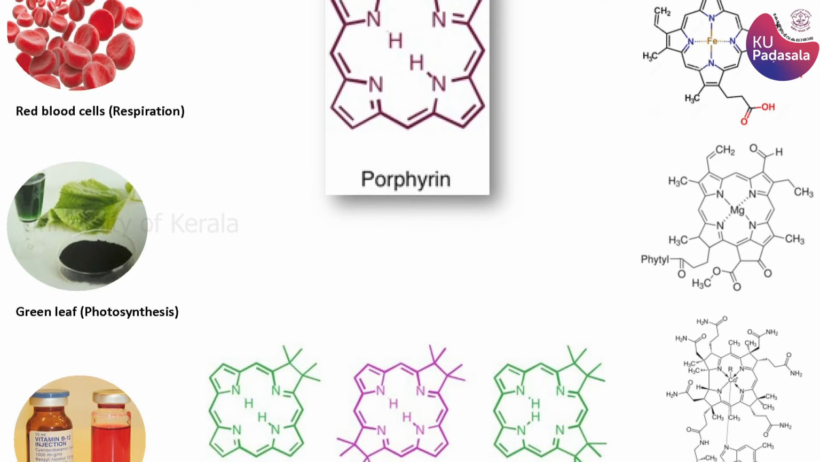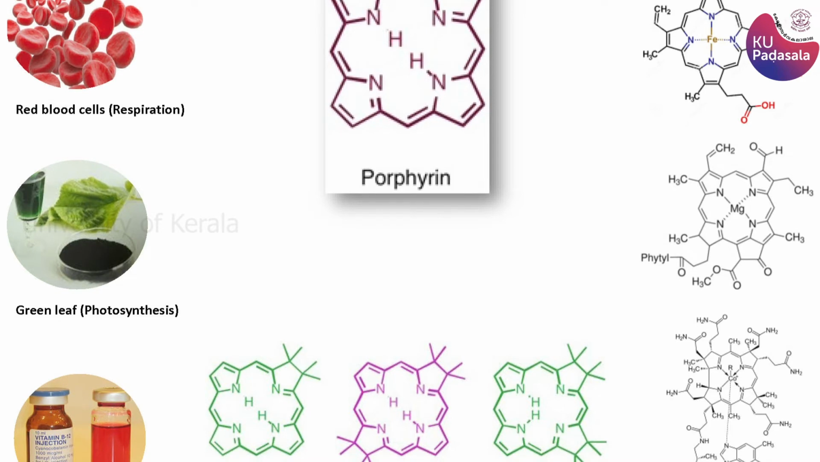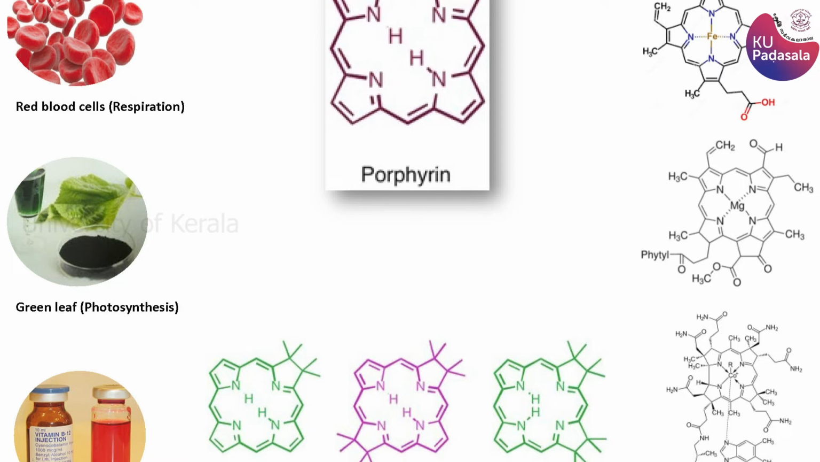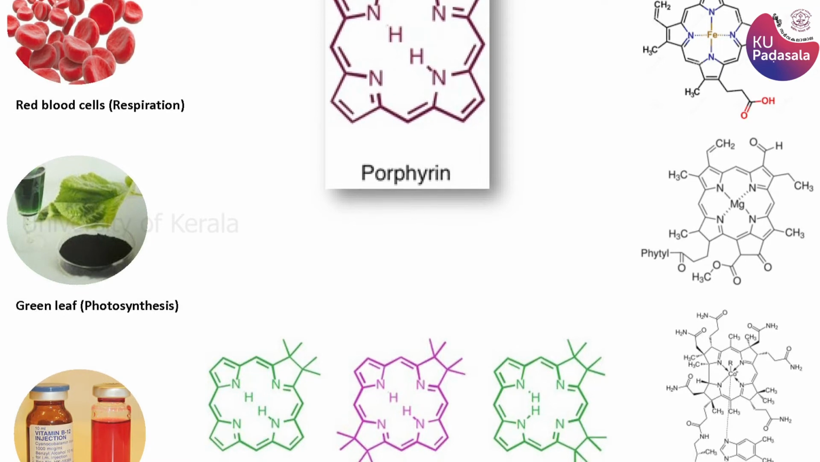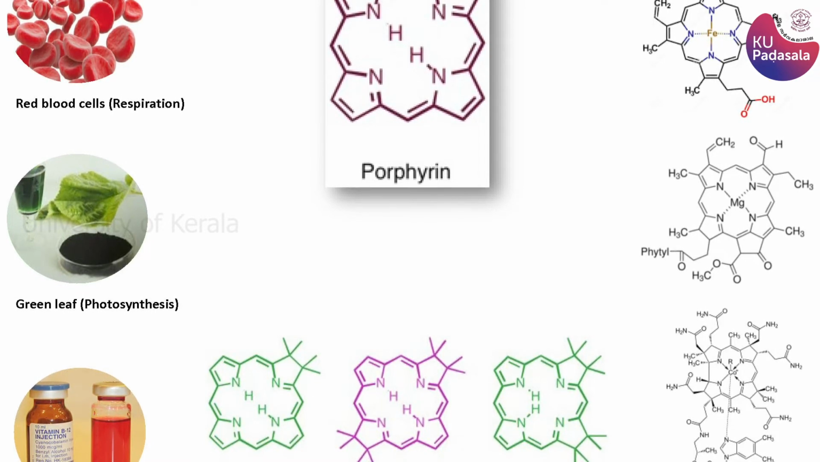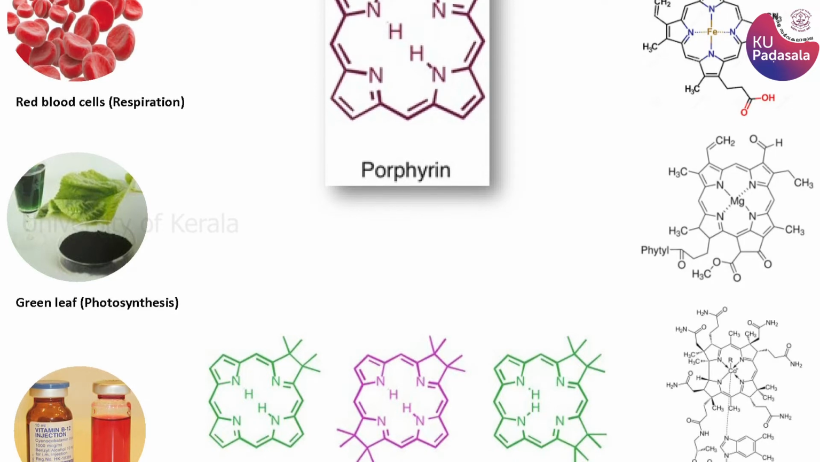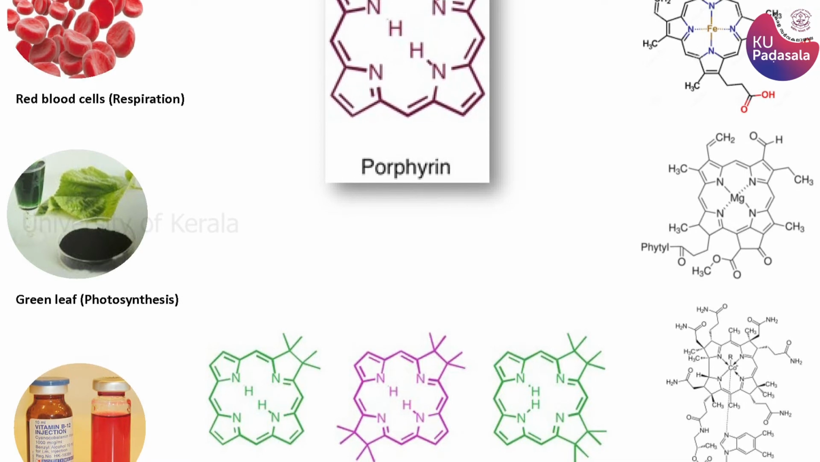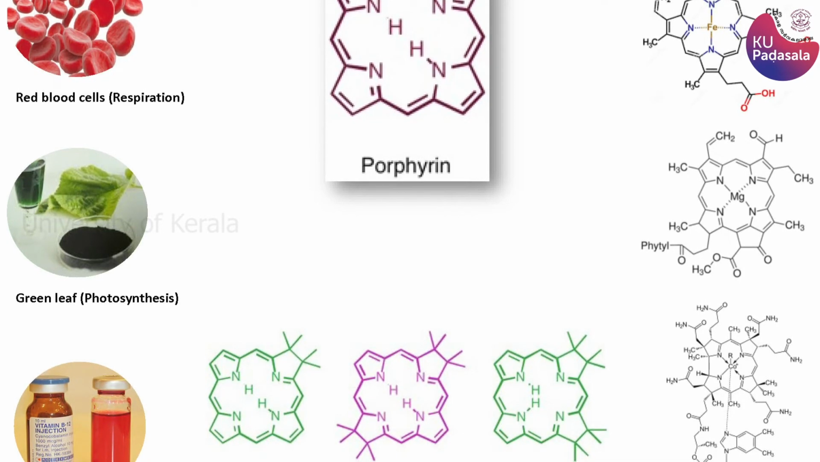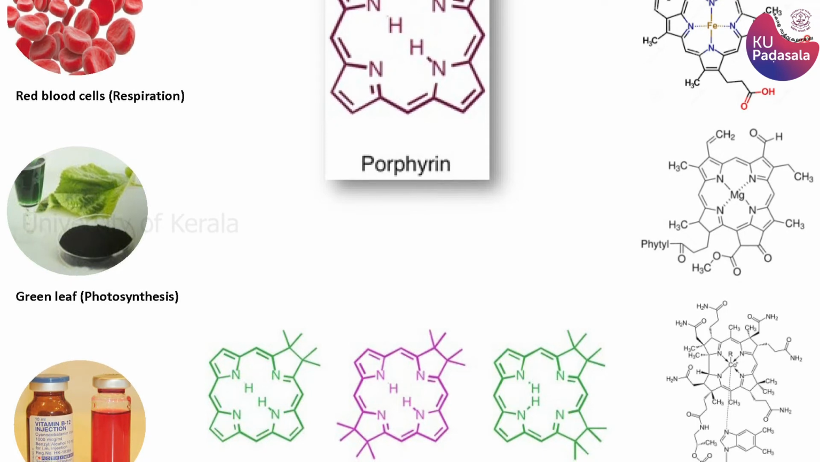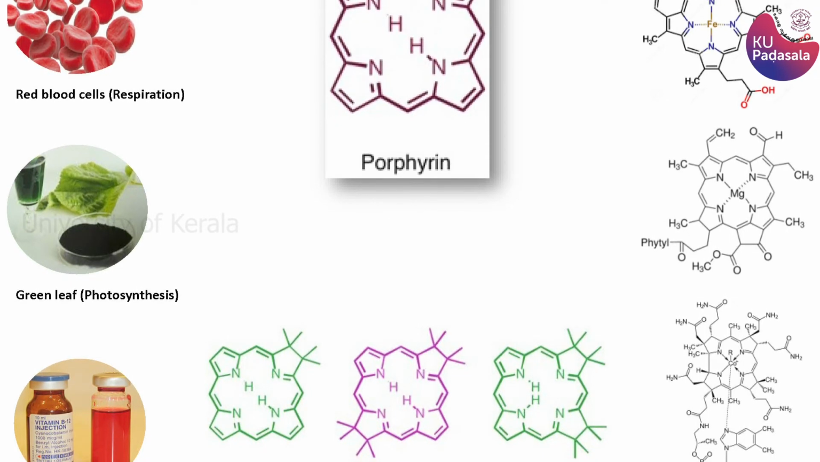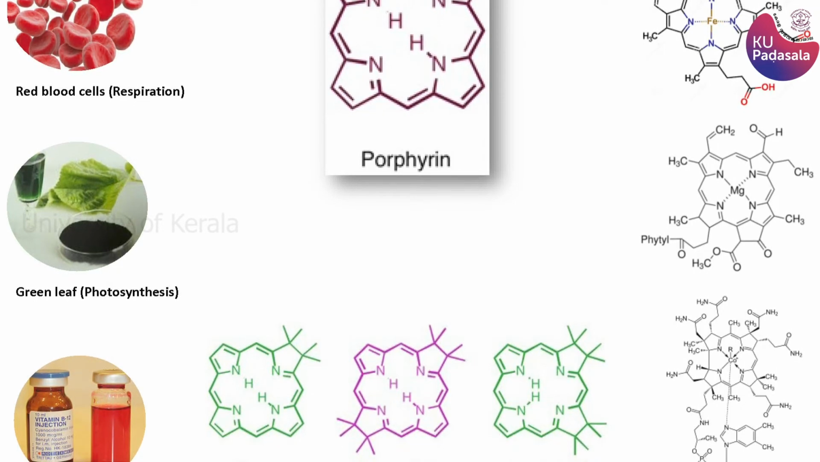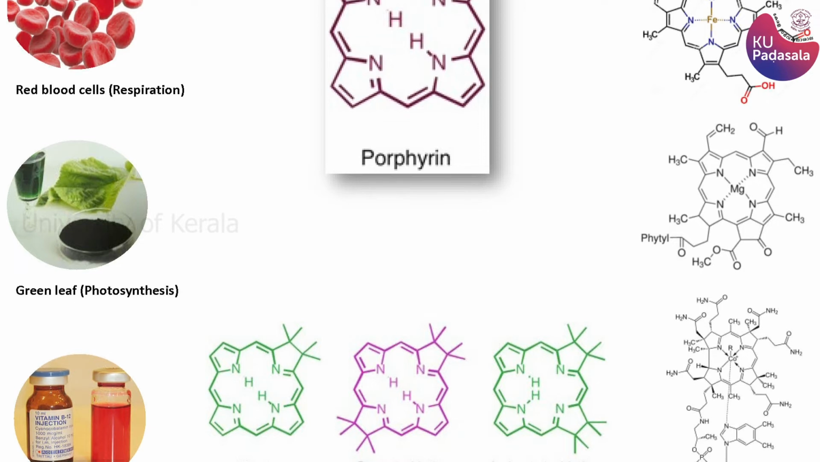All right. So the point is the basic molecule in all these, the red blood cell, green leaf and vitamin B12, is a ring molecule which is known as porphyrin. This is the structure of porphyrin as shown here. It is a tetrapyrrolic system. I will come to the details of the structure in the next slide. As you can see, it is a ring shaped molecule.